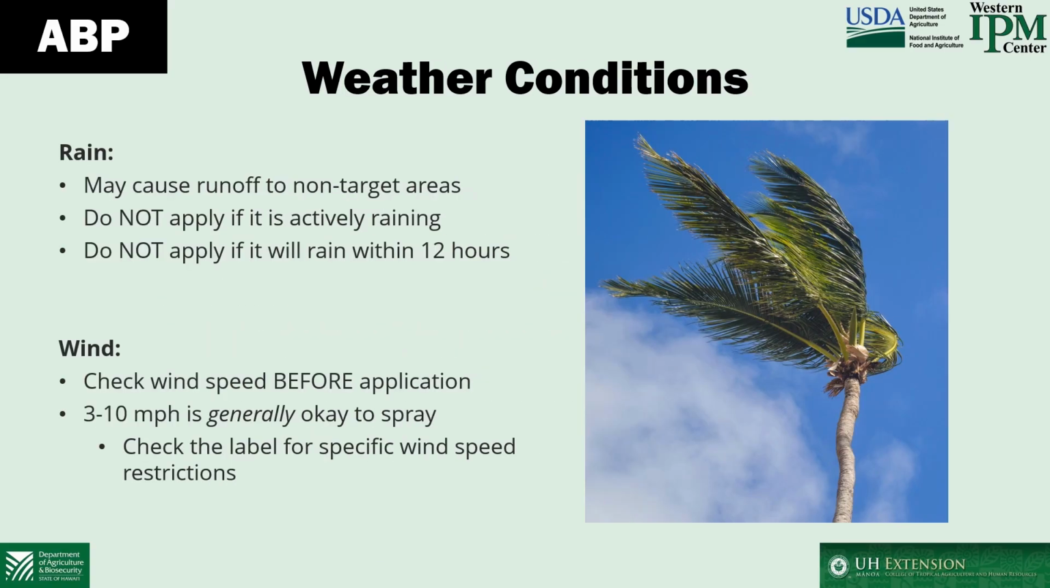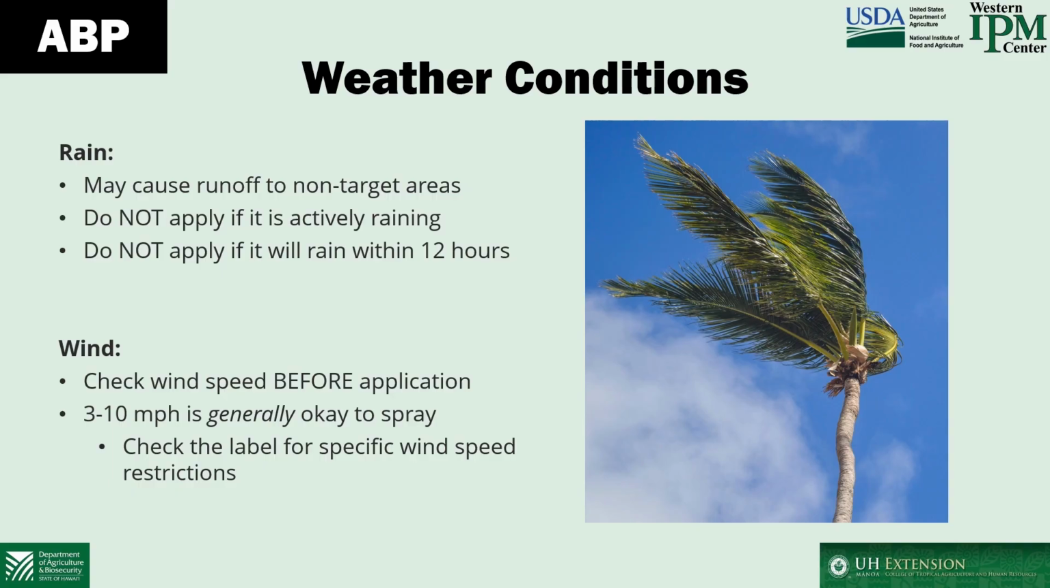It's really important when you're using a pesticide to make sure that it's not raining or going to rain within the next 12 hours. If you spray out a pesticide and then it rains, that rainwater is going to wash all of that pesticide away from your target area, and now you're going to be infecting non-target areas with that pesticide runoff. That's something that we want to avoid, not just because we're spreading this pesticide into areas where we don't want it, but also because that is a label violation.